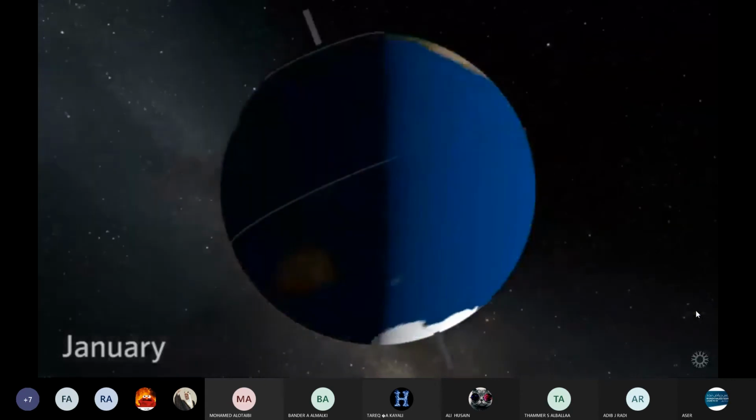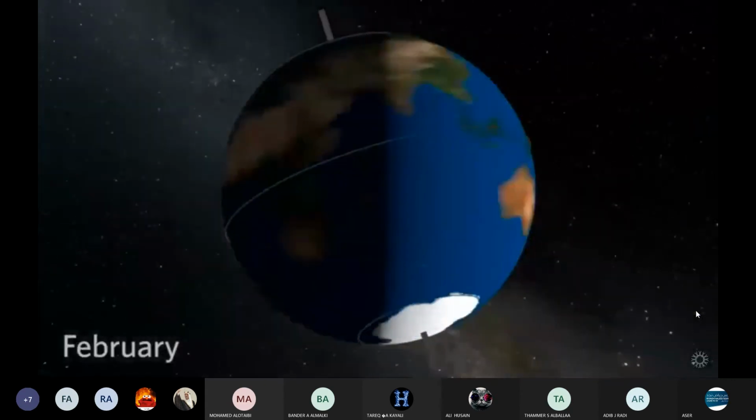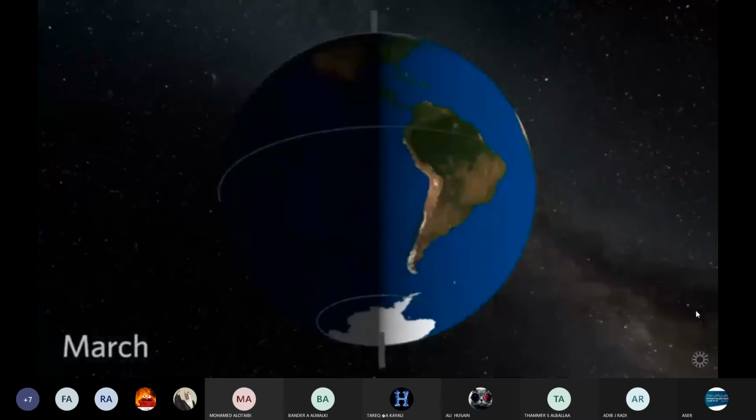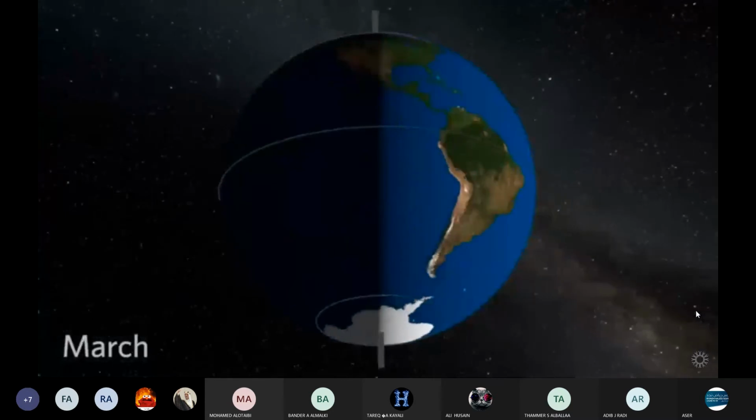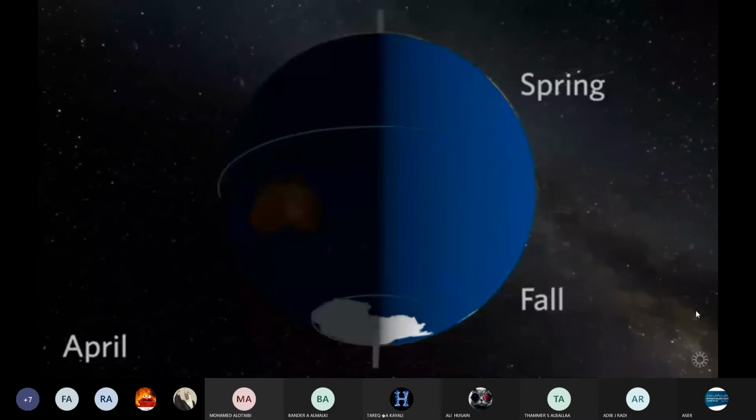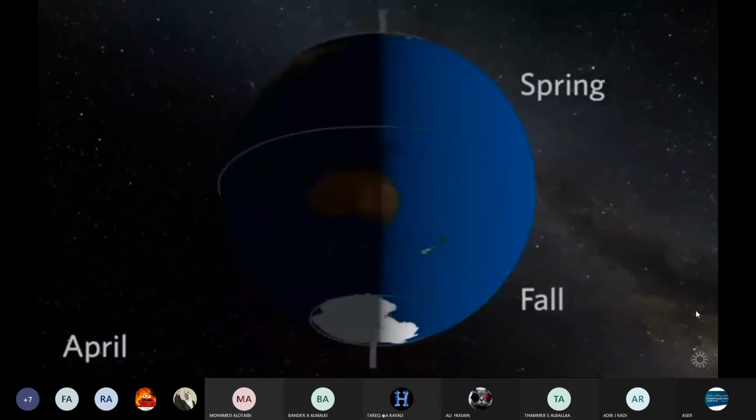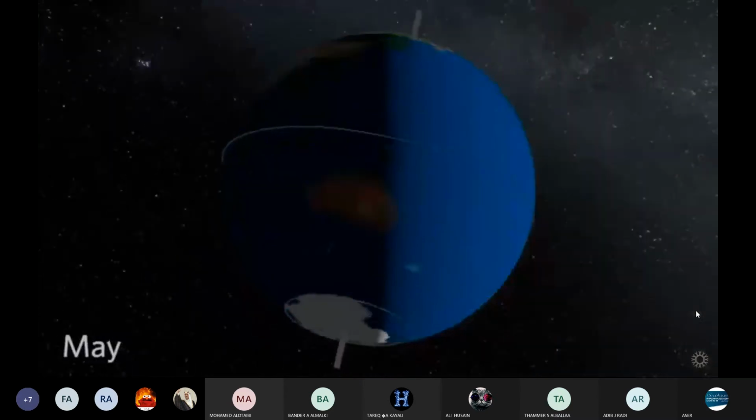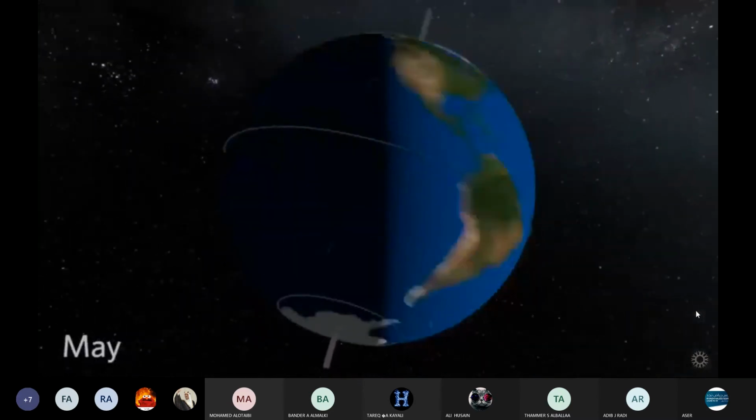As Earth orbits the sun, we move towards spring in the northern hemisphere. Now Earth is tilted neither toward nor away from the sun, as day and night are about equal in length. As we make our way to the summer months, notice that Earth is still tilted in the same direction, only now on the other side of our orbit.